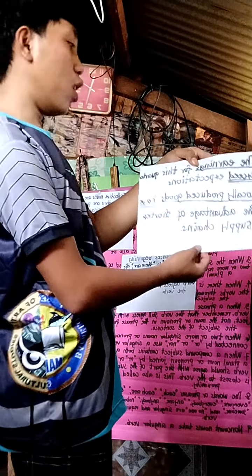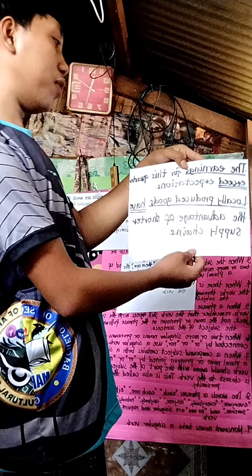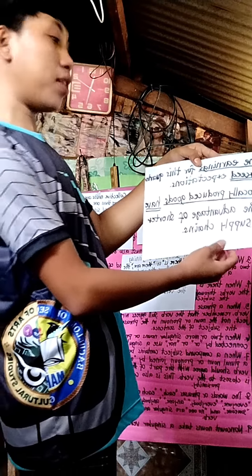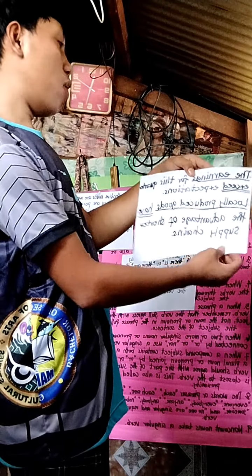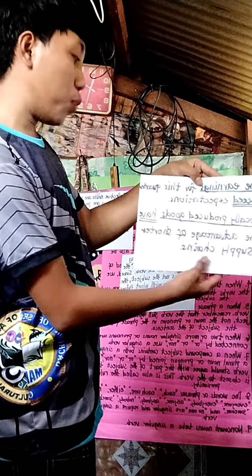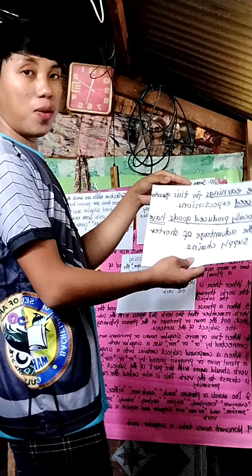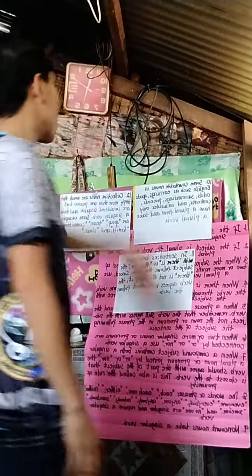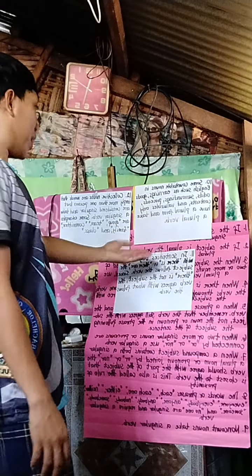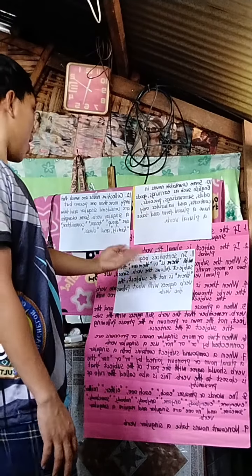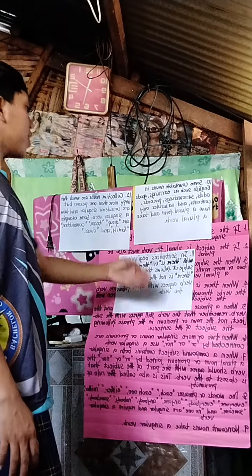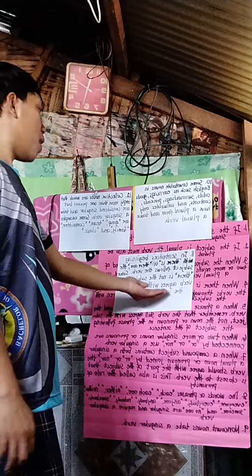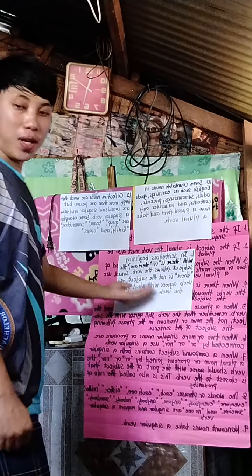And another example is: locally produced goods have the advantage of shorter supply chains. Our plural subject is locally produced goods and our plural verb is have. Rule number 11. In sentences beginning with there is or there are, the subject follows the verb. Since there is not the subject, the verb agrees with what follows the verb.